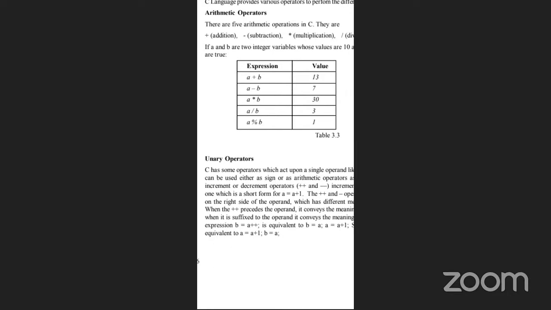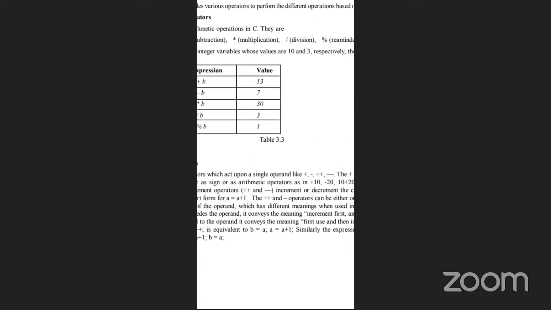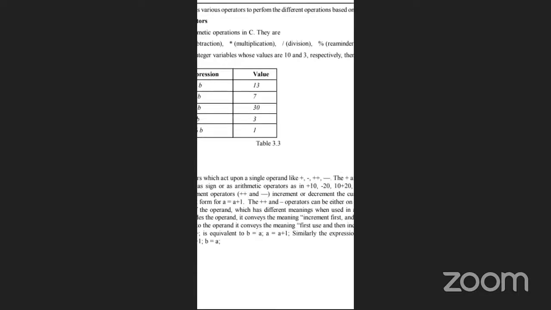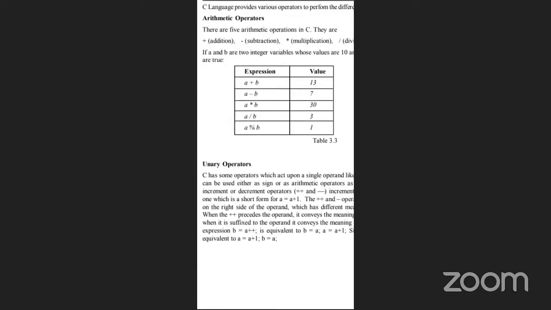Now, unary operations. What does unary operations mean? For example, if I am giving constant values, how can you increment those values? That we can explain here. How to start the increment? For example, the value is 10 and I want to increase it to 11. Then we can use plus plus and minus minus. Like that, they can be used either as a sign or as arithmetic operators.